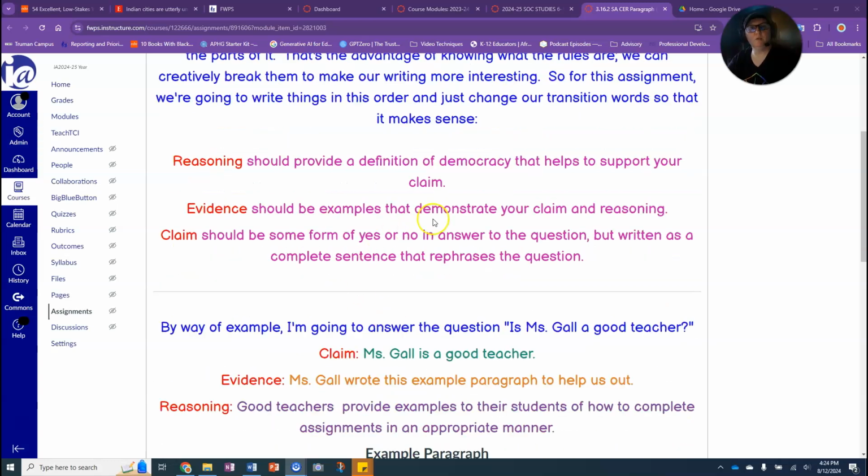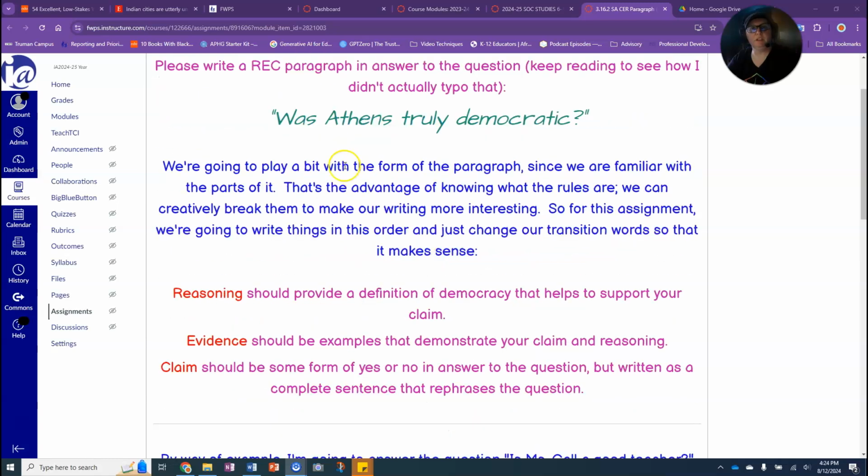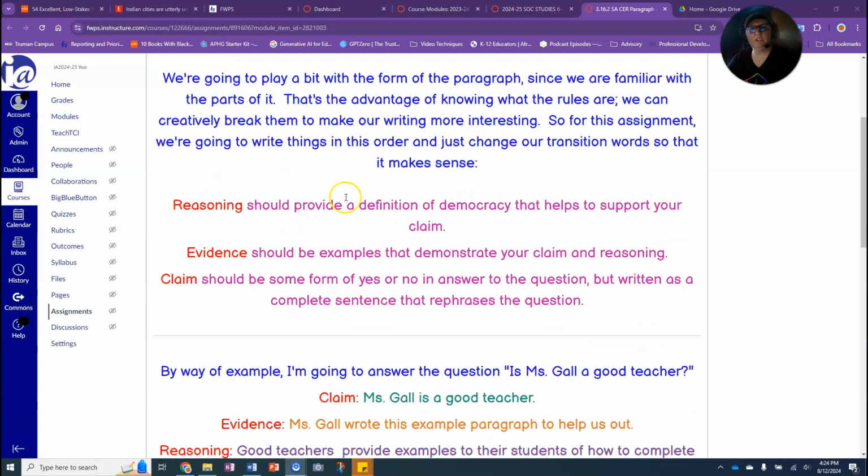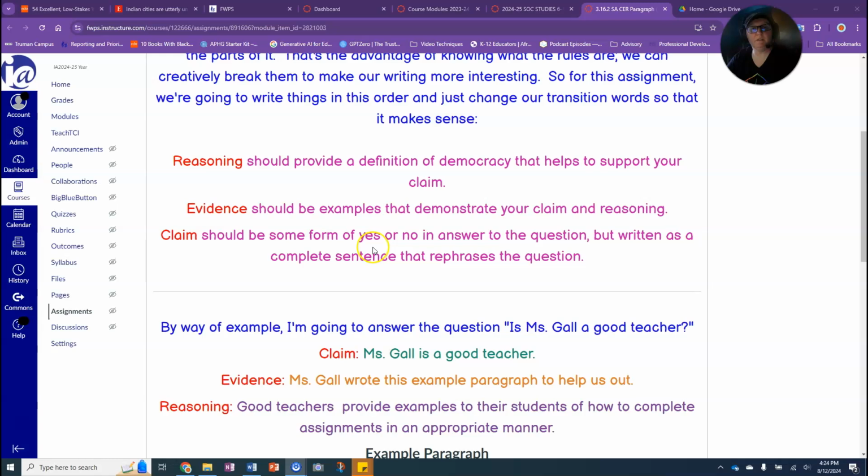So some quick reminders, right? Our prompt is, was Athens truly democratic? Okay. Was Athens truly democratic? Your reasoning should provide a definition of democracy that helps to support your claim. Your evidence should be examples that demonstrate your claim and your reasoning. And your claim should be some form of yes or no and answer the question, but written as a complete sentence that rephrases the question.